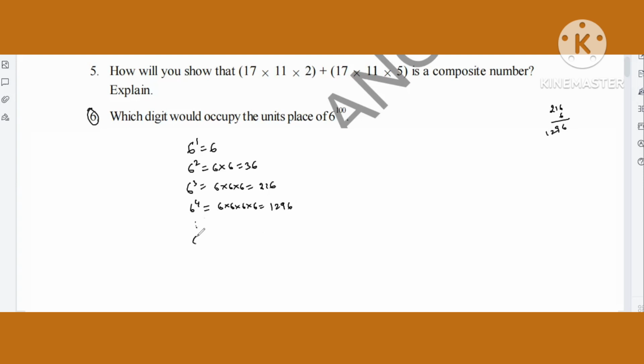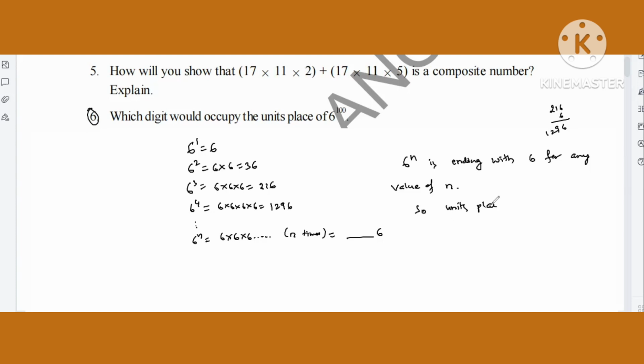So here you can observe that 6 power anything, if you write it n times, also ends with 6. So you can write that 6 power n is ending with 6 for any value of n. So the units place of 6 power 100 is 6. Okay, so that is the answer.